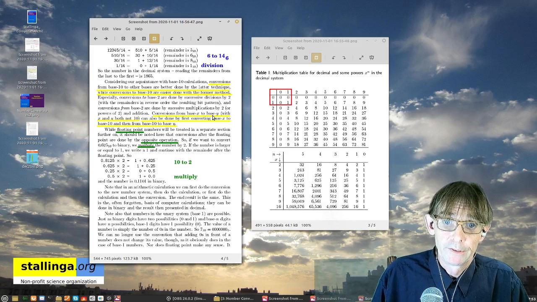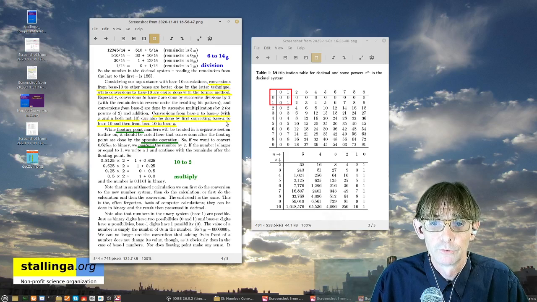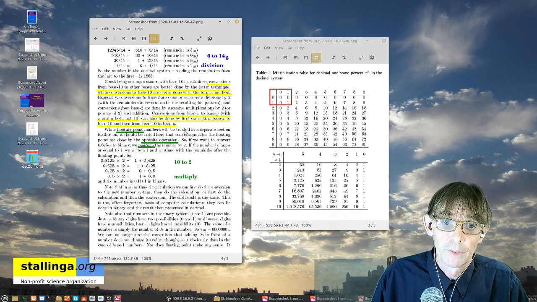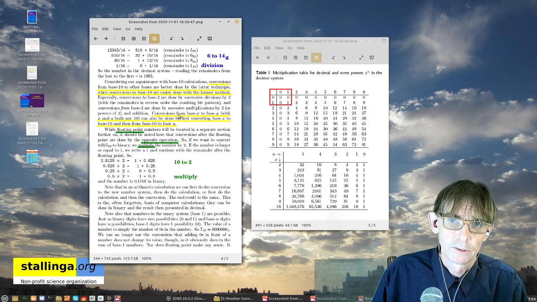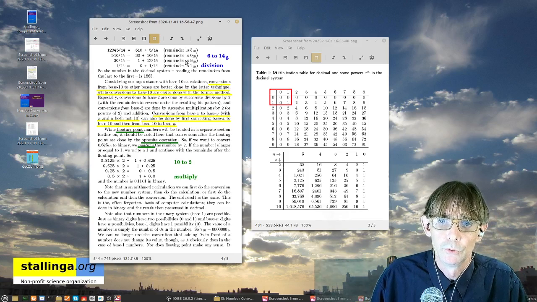Conversions from base x to base y, with both of them not being 10, can also be done by first converting to base 10, and then from base 10 to base y. That's just a remainder, but you will probably not do this very often. Very often you will just do from binary to decimal and from decimal to binary.